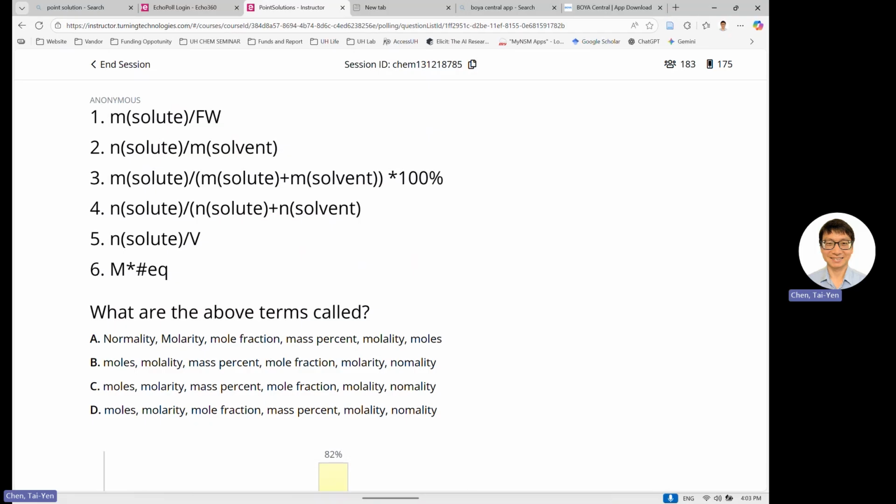The very last one, the molarity multiplied by the number of equivalents. That's the definition of normality. Okay, so these are very important equations that you must memorize. Okay, so the answer will be B.